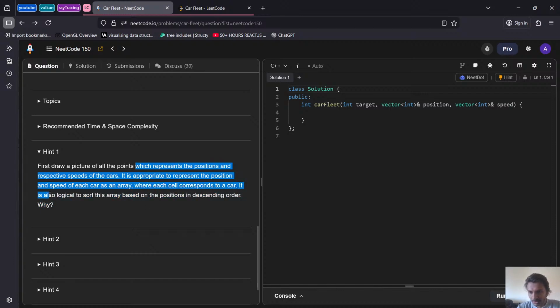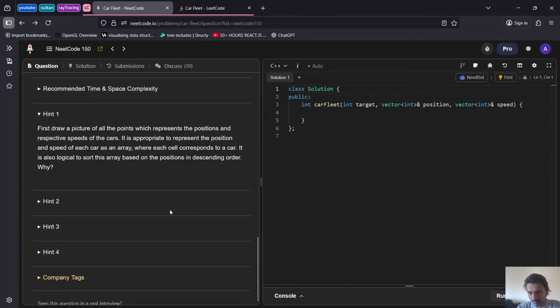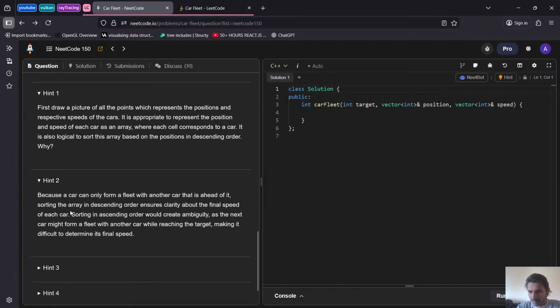It is also logical to sort this array based on the position in descending order, because a car can only form a fleet with a car that is ahead of it. Sorting the array in descending order ensures clarity about the final speed of each car.